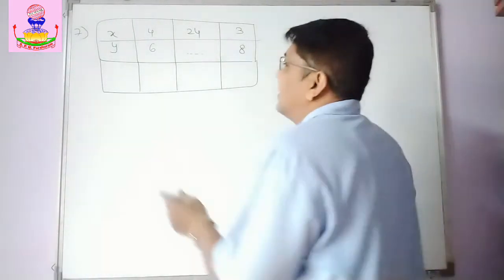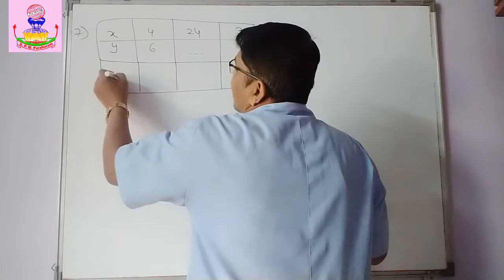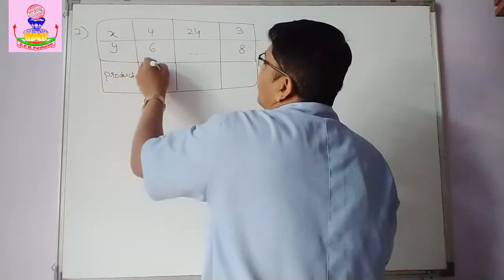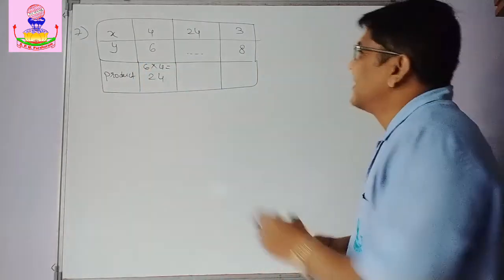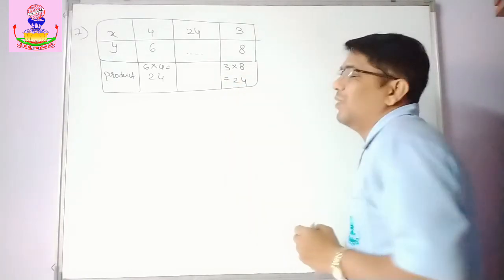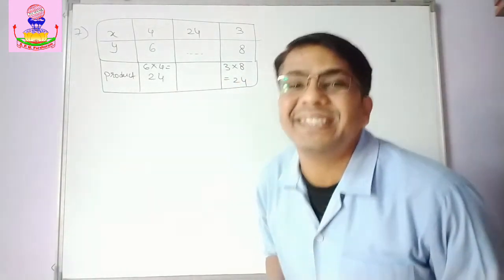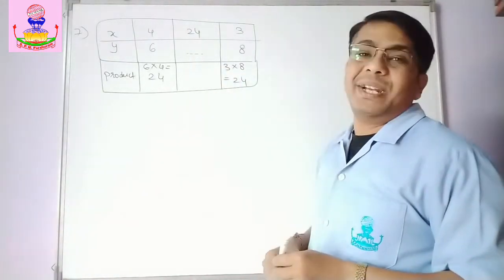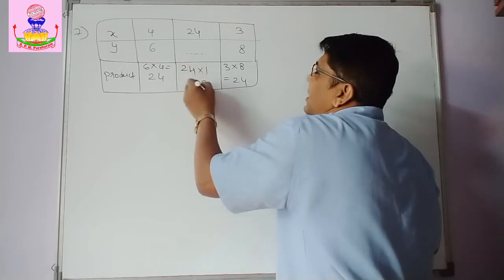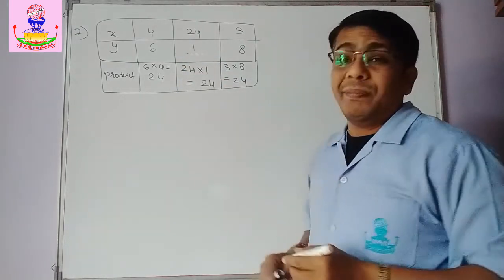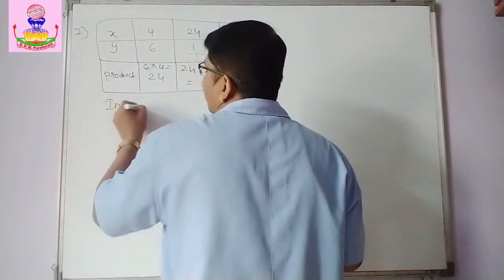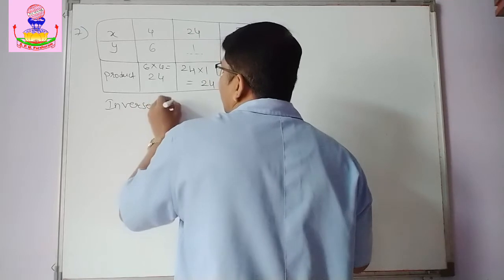Inverse variation. And in inverse variation, what is constant? Product is constant. Okay. Now, 6 4s are 24. 6 into 4, that is equal to 24. Check here. 3 into 8, that is equal to, oh yes, 24. So it is inverse variation. Now, 24, how many are 24? Aha, 24 ones are 24. So answer is here 1. So what it is? Inverse variation. It is inverse variation.